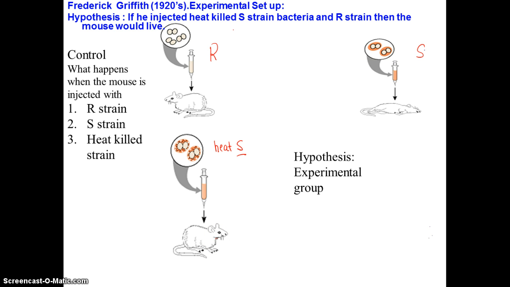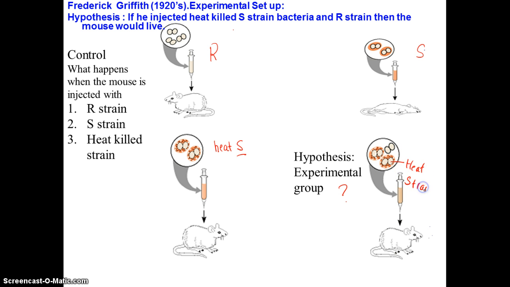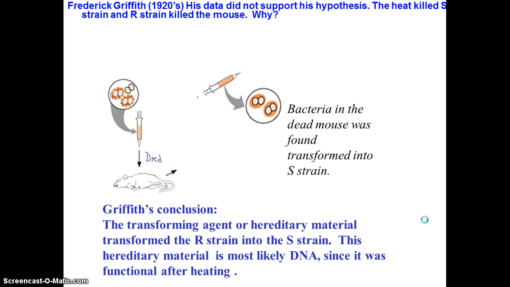Then his experimental group was this question: if you took the heat-killed S strain and combined it with the R strain, then the mouse should live. And that's what he expected. But did he find that? No. When he injected the heat-killed S strain and the R strain, the mouse died. And he couldn't understand why.